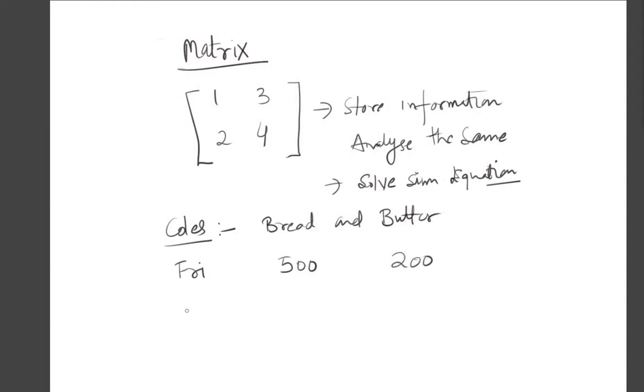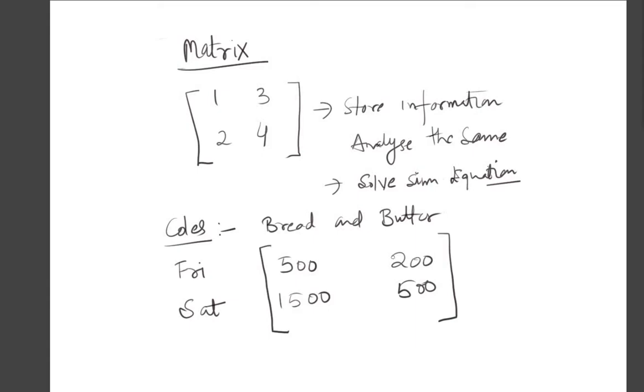And on a Saturday, let's say 1500 breads were sold and 500 butters. Now, if I club this information into a rectangle to form a matrix, it gives me a matrix look. You see? It looks like a matrix.